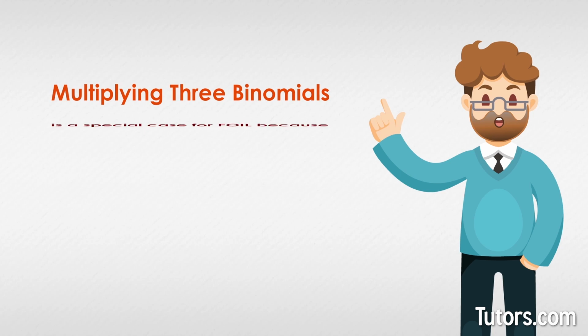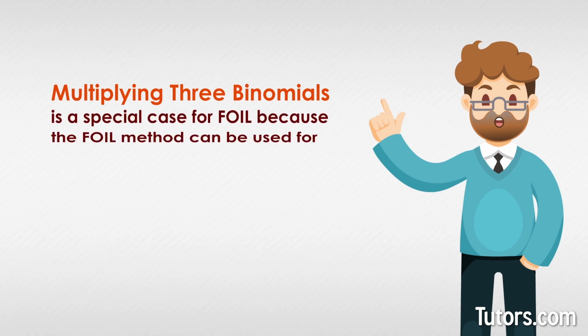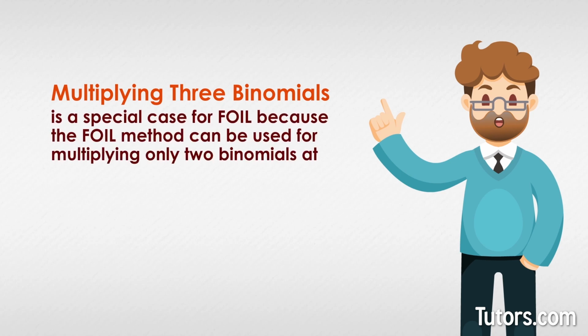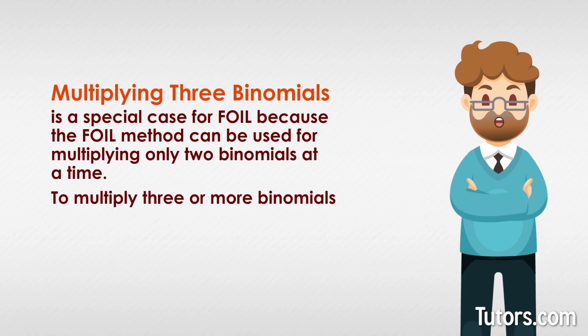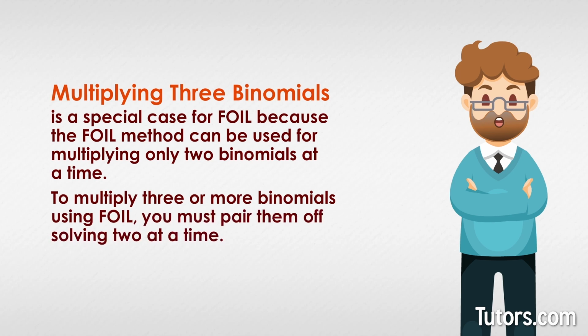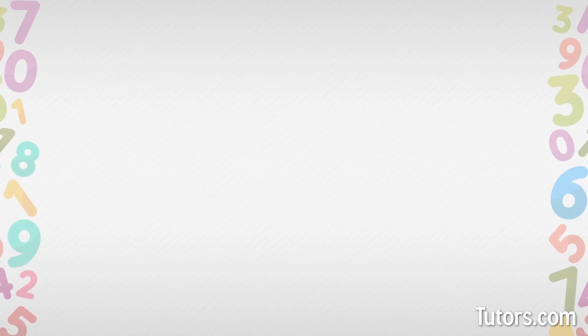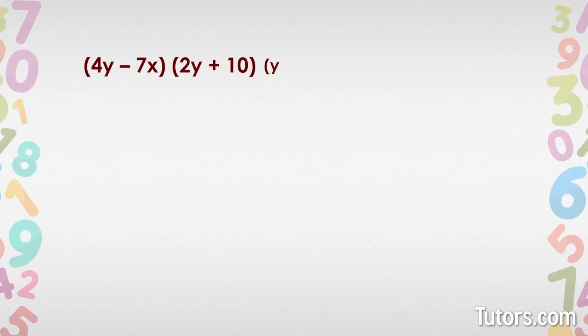Multiplying three binomials is a special case for FOIL because the FOIL method can be used for multiplying only two binomials at a time. To multiply three or more binomials using FOIL, you must pair them off, solving two at a time. Here is a multiplication equation with three binomials.